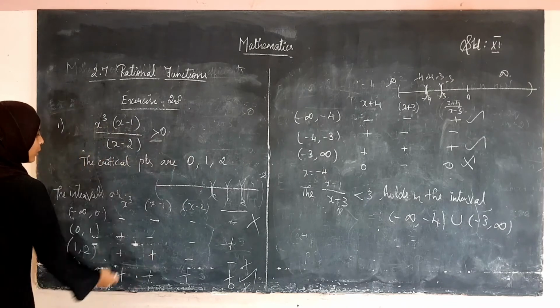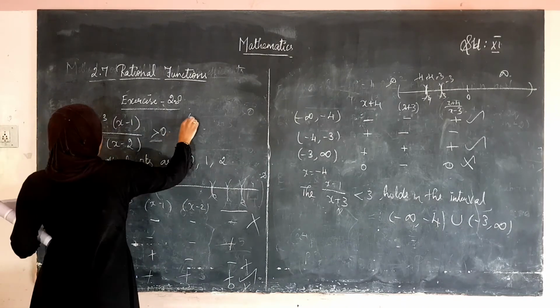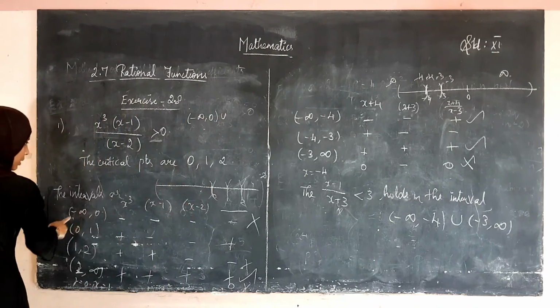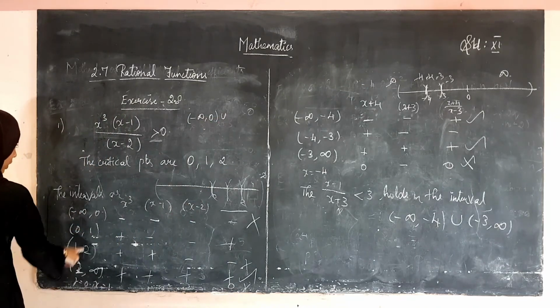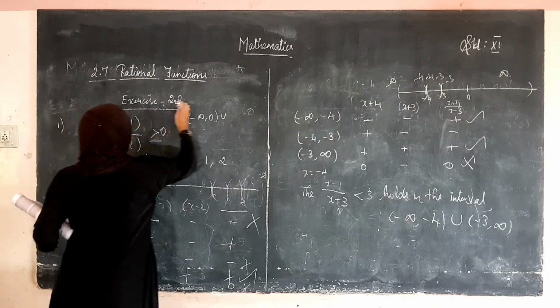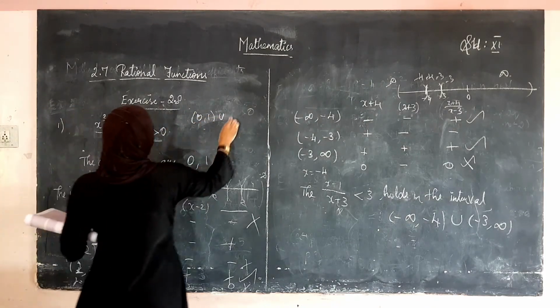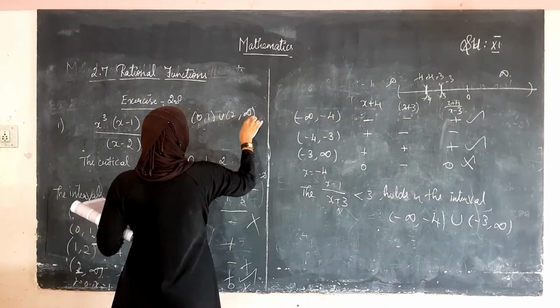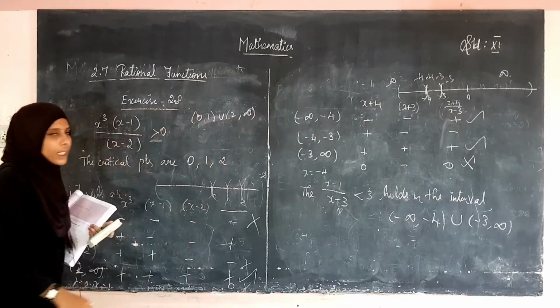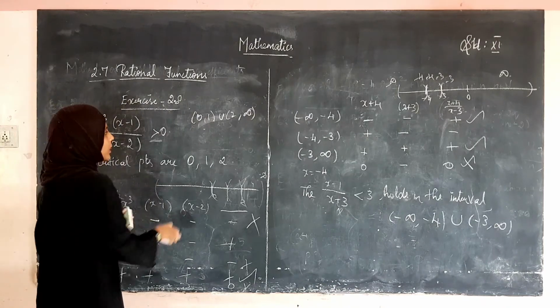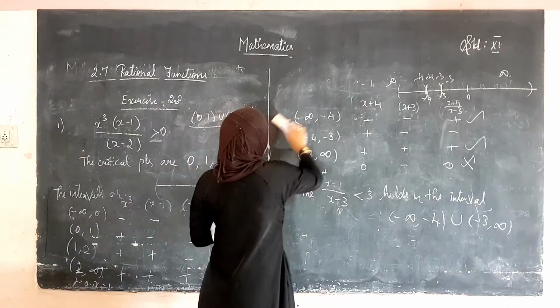So what is the answer for this? 0 comma 1 union 2 comma infinity is the interval where the given inequality holds. You have to write in words: this is the interval where the inequality holds. This is the answer.